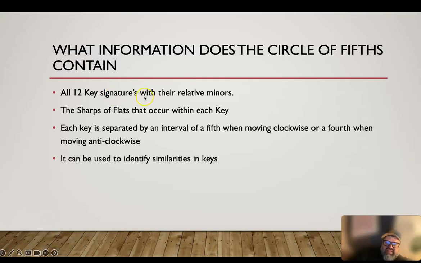What information does it contain then? It has all 12 key signatures. It has the sharps or flats that occur within each key. It tells us that each key is separated by a 5th, the 5th note of each scale, if moving clockwise. It's actually a 4th if we move the other way. And it can be used to identify the similarities in keys. So we know that G is very similar to C, with the exception of the note F being made to be an F sharp.